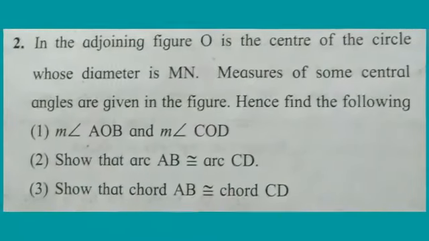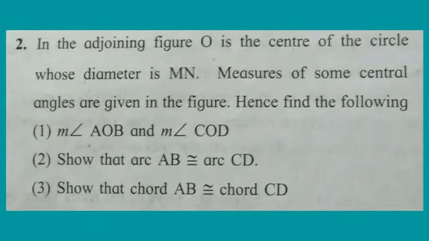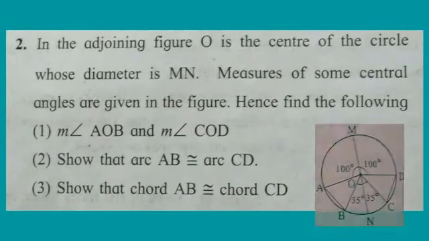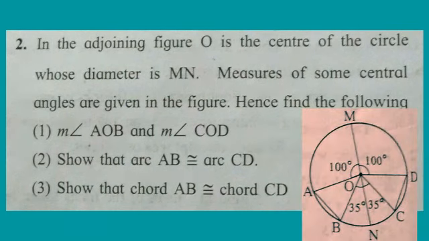Now students, let's move towards question number 2 from practice set number 17.2. Here the figure is given, and the questions asked are based on the diagram. Let's see question number 2. In the adjoining figure, O is the center of the circle whose diameter is MN. The measures of some central angles are given in the figure, hence find the following.